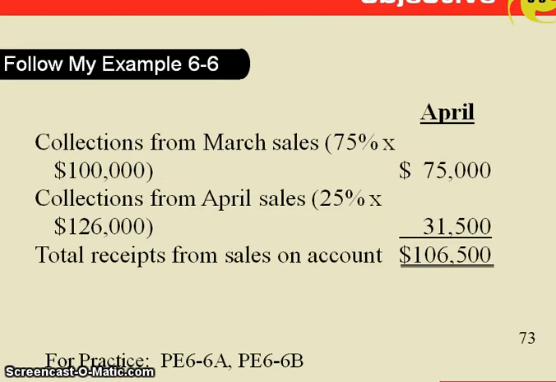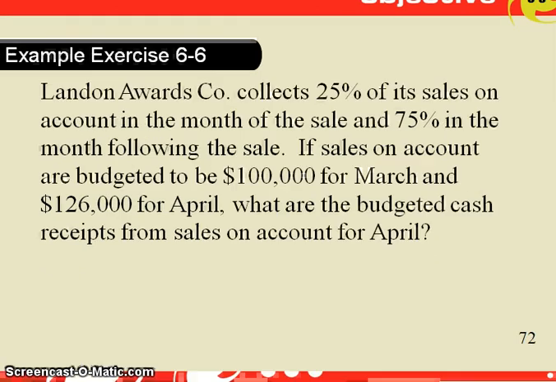So here we go. We're starting off by looking at April, and in April our collections from March will be 75% of the previous month's sales collected in the current month. So let's go back up for a second. There we go. We're wondering how much money we're going to have on hand in April. Of the $100,000 that we sold in March, 75% of those people are not going to pay us until the month after the sale. So March's sales, $100,000 at 75%, we're going to get $75,000 from those people.